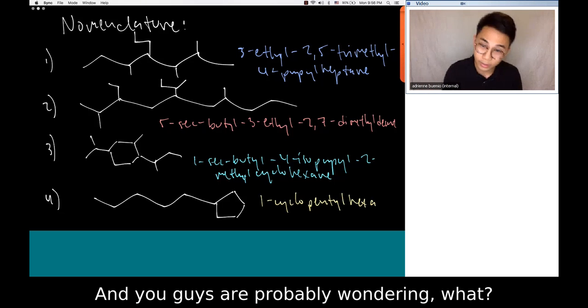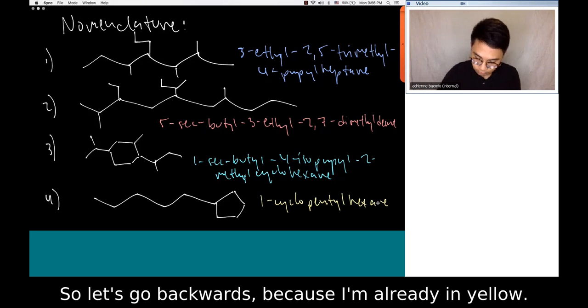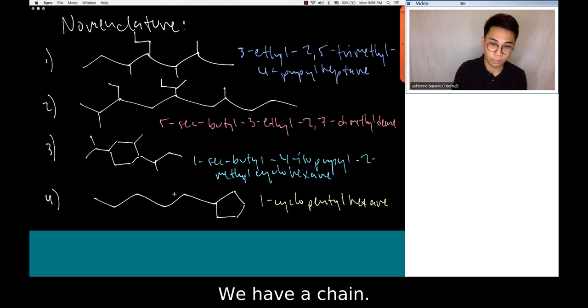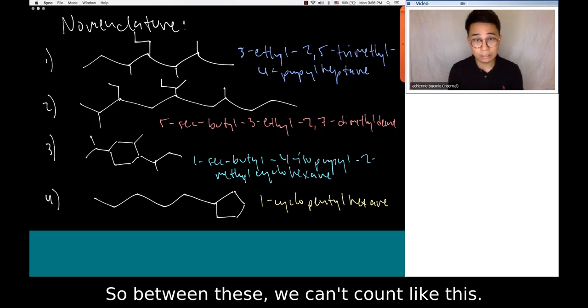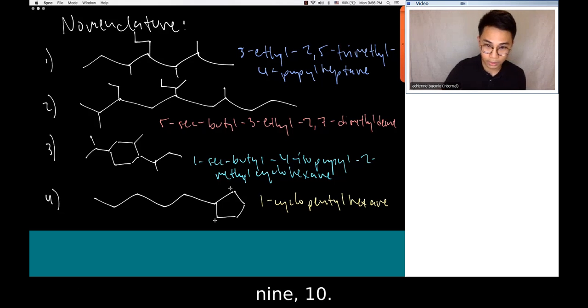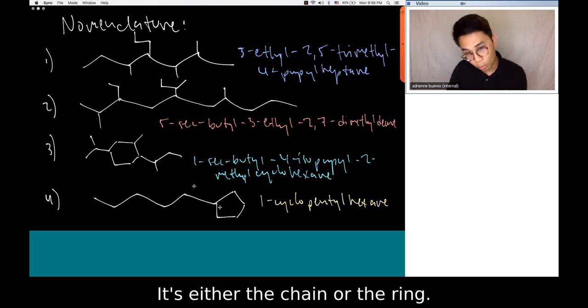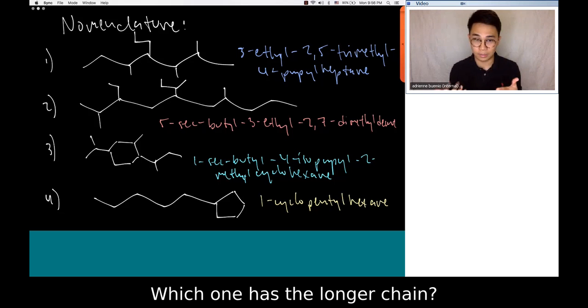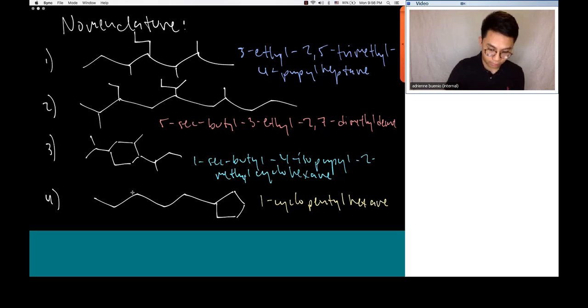And you guys are all wondering what? Okay, so let's go backwards because I'm already in yellow. So, what do you notice between these two? We have a chain, we have a cyclic. So, between these, we can't count like this. We can't count 1, 2, 3, 4, 5, 6, 7, 8, 9, 10. We can't do that, right? It's either the chain or the ring. So, to prioritize that, what's the number one rule? Find the longest chain. Which one has the longer chain? 1, 2, 3, 4, 5. 1, 2, 3, 4, 5, 6.